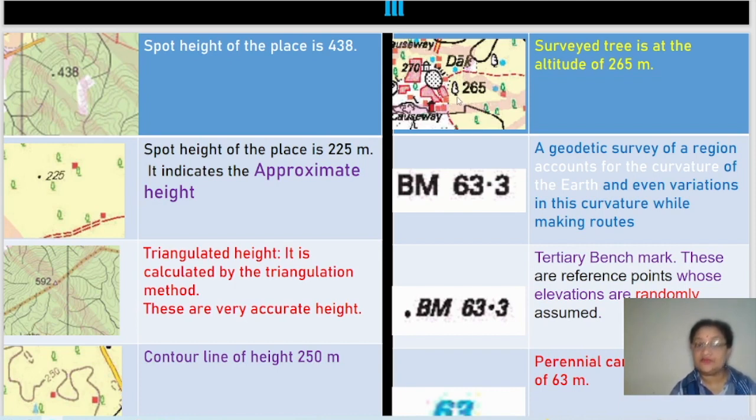Clear? And when along with the surveyed tree a number is mentioned, 265, 260, 220, what is that? It is the altitude of that point where the tree is, from the mean sea level. So what does this indicate? It indicates a surveyed tree where the altitude of that point is 265 meters above the mean sea level. It is not showing the height of the tree. Is this clear to you?